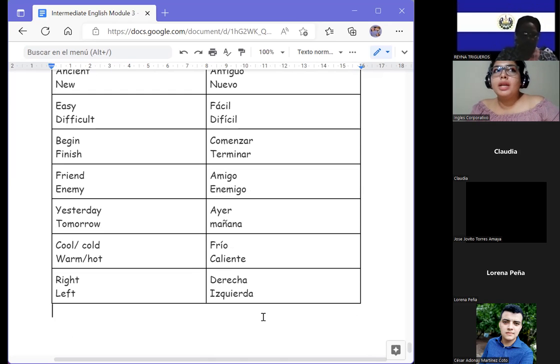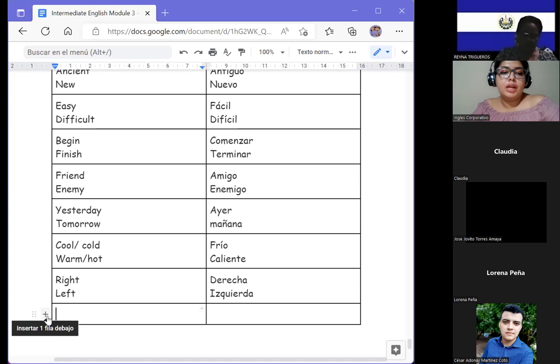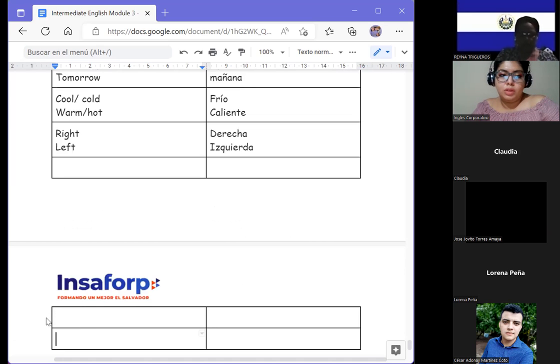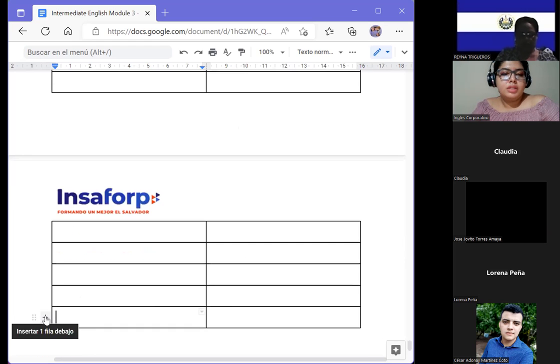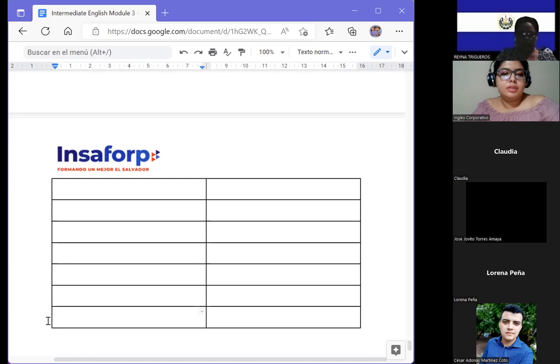Let's see, we're going to write 10 more words, but I will need your help. If you know what is the opposite of this word, you can tell me, and then we are going to write the opposite word. Si se saben la palabra opuesta a la que voy a ir poniendo, solo la dicen para irlas colocando. 5, 6, 7, 8, 9, and 10.